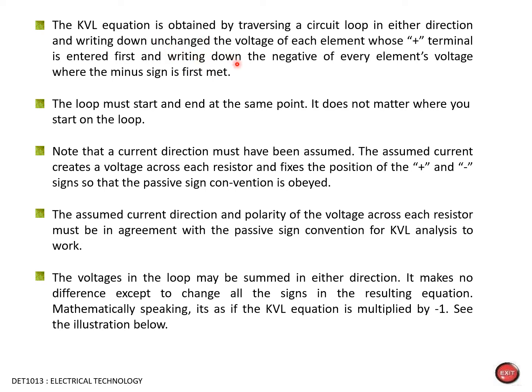Write down the unchanged voltage of each element whose positive terminal is entered first. So here you have to start. When you are starting, the positive terminal entered first is taken as positive, and you write down the negative of every element's voltage where the minus sign is first met. Means the components of the circuit which reach the negative terminal of the battery should be considered as negative.